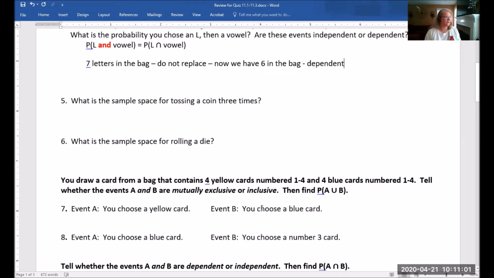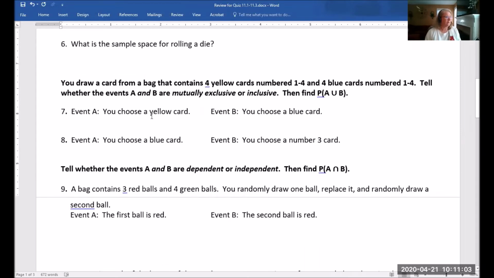Okay. All right, so then I'm just going to talk you through some of these, okay? So it says you draw a card from a bag that contains 4 yellow cards, number 1 through 4, and then 4 blue cards, number 1 through 4. Tell whether the events are mutually exclusive or inclusive. Now, I got a question for y'all, first of all. When you look at 2 sets of cards that have the same numbers on them, what kind of events do you think that that's going to create? Think about this.